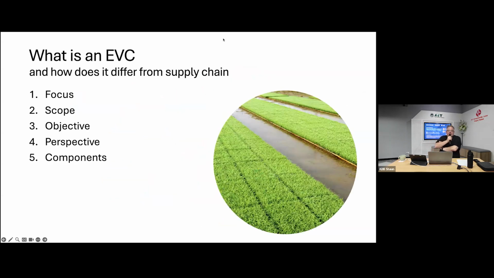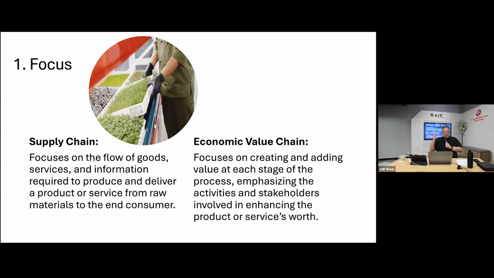So let's talk about what an economic value chain is, particularly how it differs from a supply chain. We'll look at this from different perspectives: its focus, the scope, the objective, the perspective, and some of the components. A supply chain typically focuses on the flow of goods and services and information required to produce and deliver a product or a service, from raw materials to the end consumer, kind of like that outer ring I just showed you in semiconductors. We go all the way around the loop until we get back to recycling.